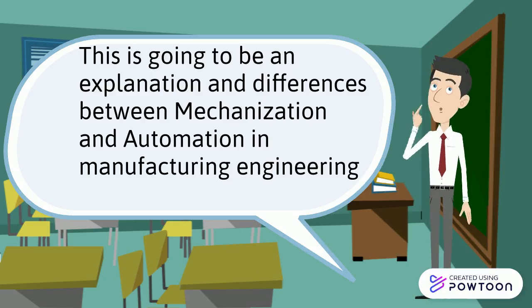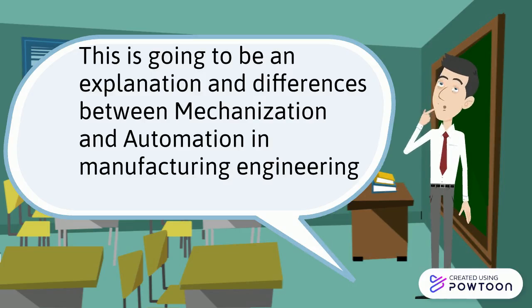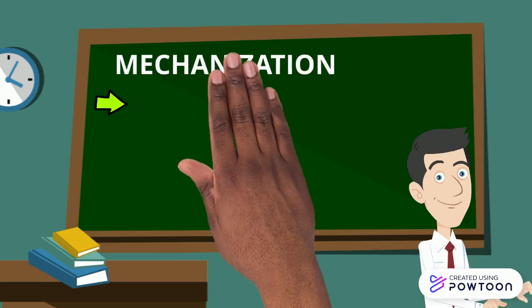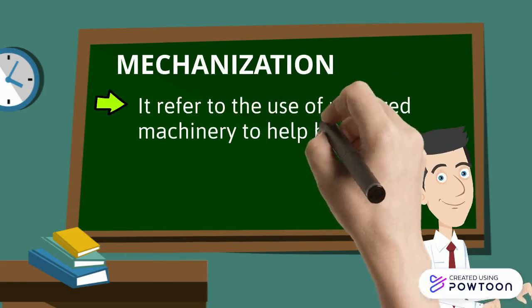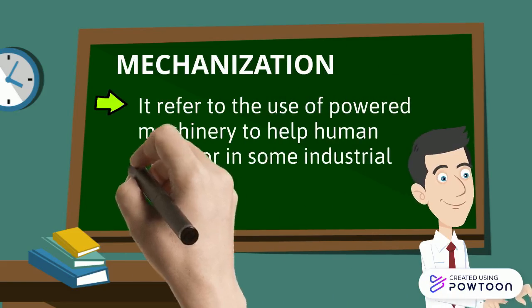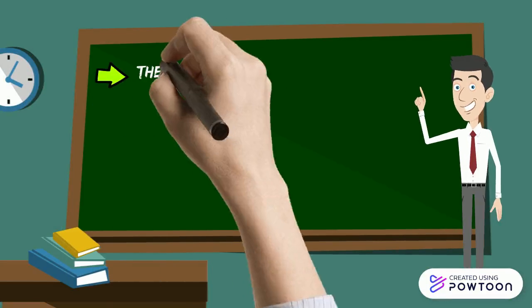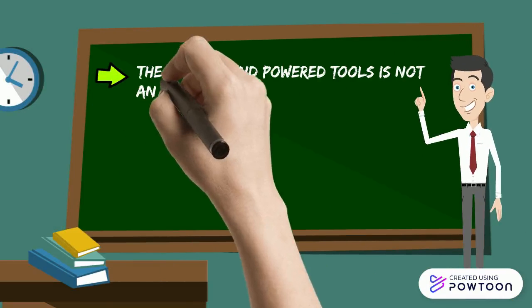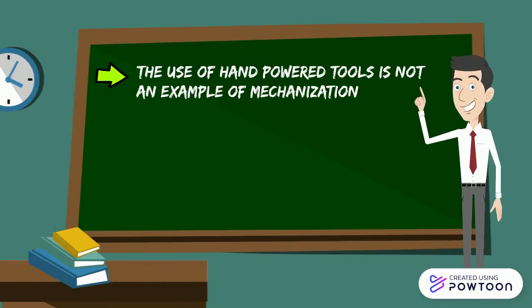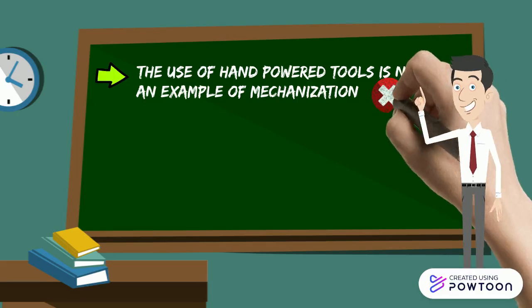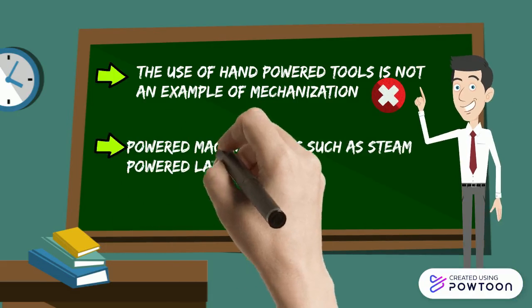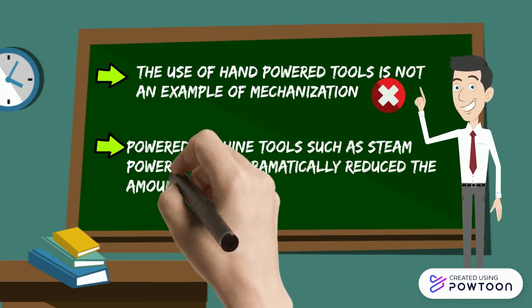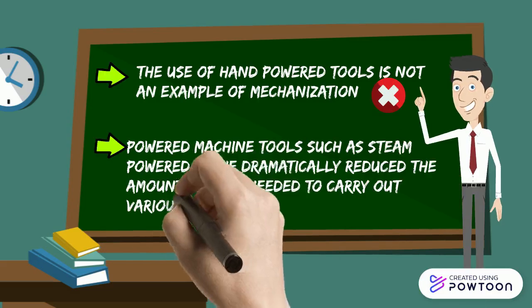This assignment is an explanation of the differences between mechanization and automation in the manufacturing industry, in terms of definitions and differences. It starts with mechanization in manufacturing industries, which refers to the use of powered machinery to help human operators in some industrial work. The use of hand-powered tools is just one example of mechanization. Powered machine tools such as the steam-powered lathe dramatically reduce the amount of time needed to carry out various tasks and improve productivity.